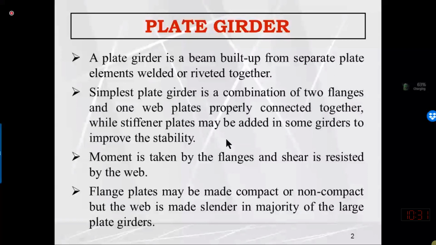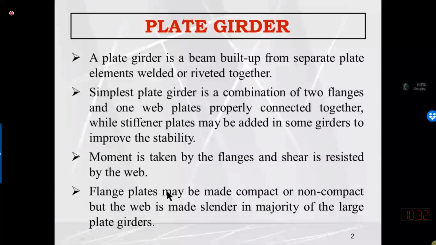So the structure will be economical and the weight of the structure will also be less. If the weight of the structure is less, then the end reaction on our column will also be less. So it means that the column will also be economical. So, some differences.